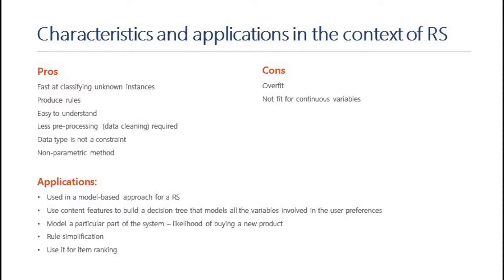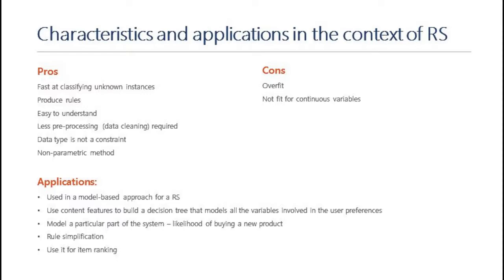Decision trees may be used in a model-based approach for recommender systems. One possibility is to use content features to build a decision tree that models all the variables involved in the user preferences. So there's the idea to construct a decision tree using semantic information available for the items. The tree is built after the user has rated the items, and then the features for each of the items are used to build a model that explains the user's ratings.